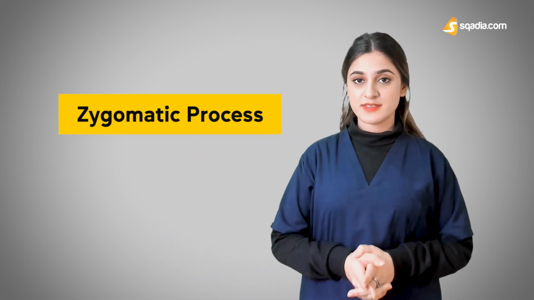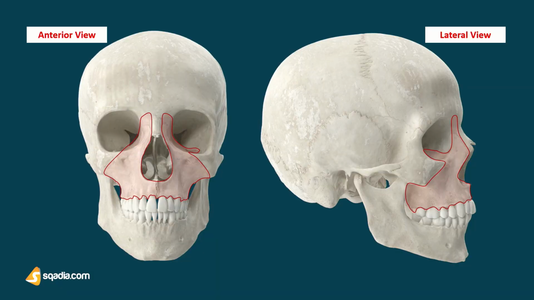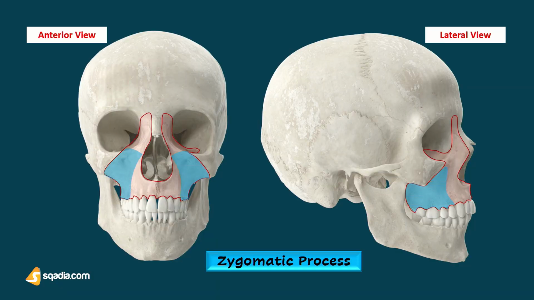Let's move on towards the processes of the maxilla. As I told you earlier, we have 4 processes. The first is the zygomatic process. Zygomatic is rough and pyramidal. On the front side, it is continuous with the anterior surface of the body, and on the posterior side, it is concave. At the top, it articulates with the zygomatic bone, and at the below side, which is the arched border, it is attached with the anterior and posterior surface of the body.